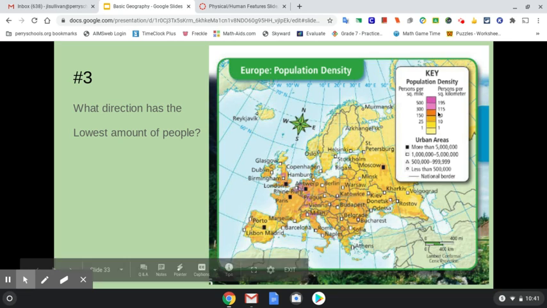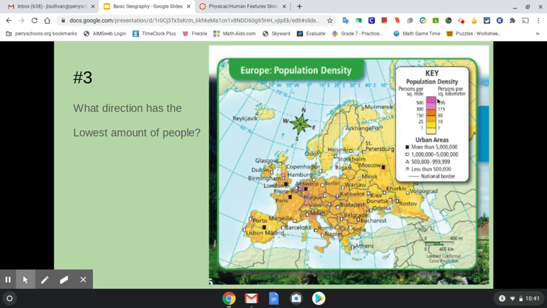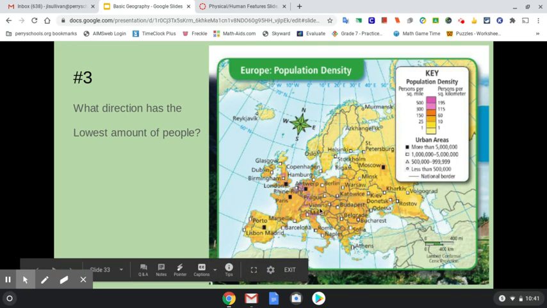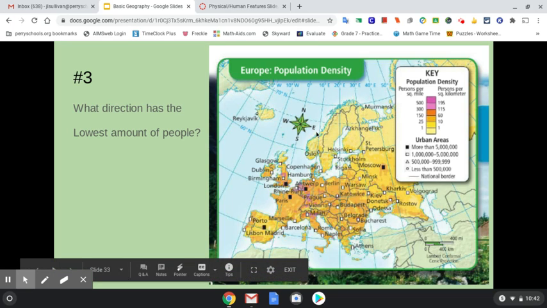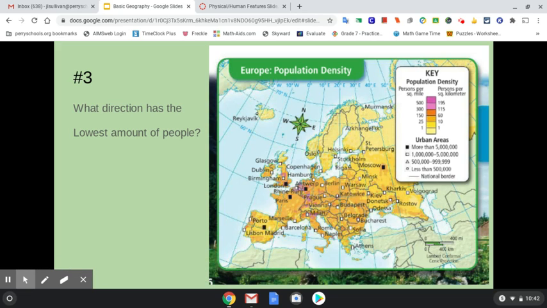So you're going to need to look over here at your map key. And you're going to try to find what color shows the lowest amount of people in that specific area. And then look over here at the map and see if you can find where that color takes up the most room. Where is it the most dominant? Take a little tiny second, see if you can figure out which direction that's going to be. Write that on your paper and we'll see if you are correct.